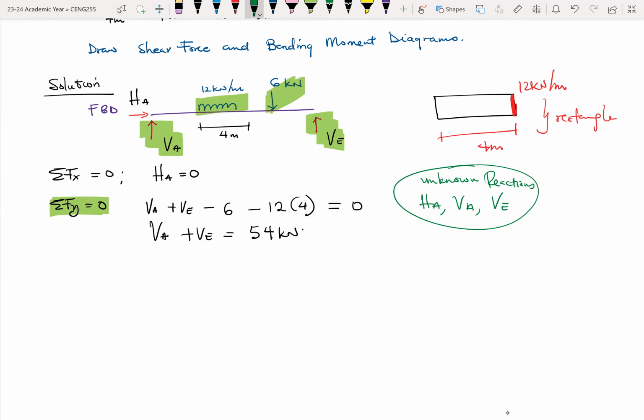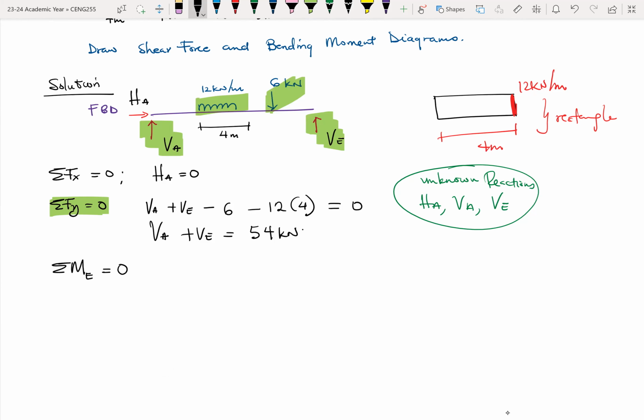Okay. So in this case, to do that, we take some moment about a point. It could either be point A or point E. The idea is to eliminate one of the unknowns. So let's say we sum moment about point E. Summation of moment about E equals 0.